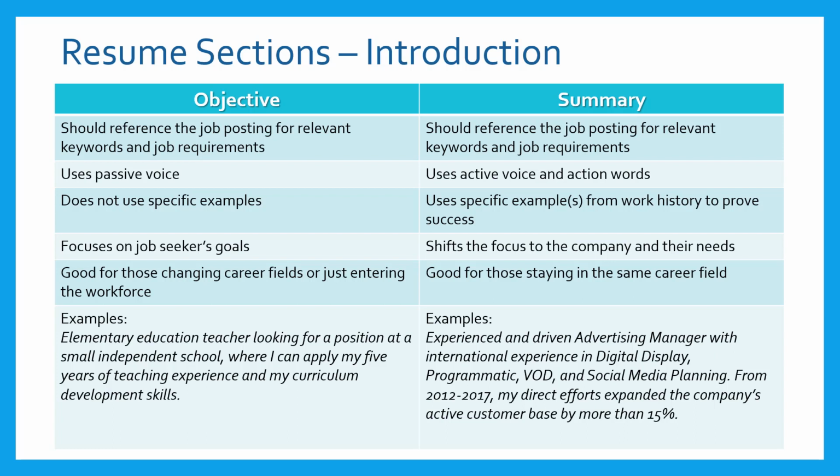Objective statement does not use specific examples because it's focused on what you want. So the specific example is, for example, wanting to be an advisor for college students. You're not looking in the past at what you can bring. But the summary statement does that.